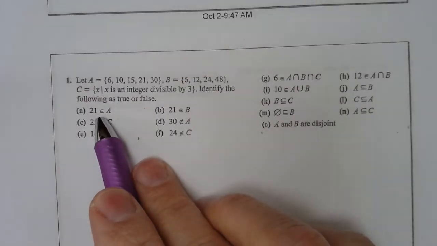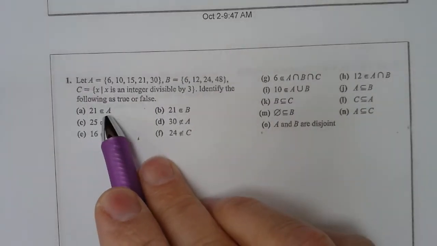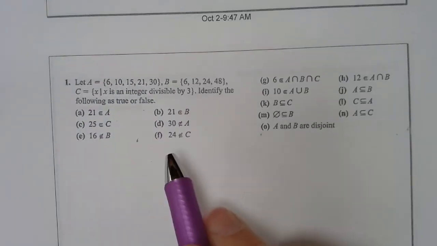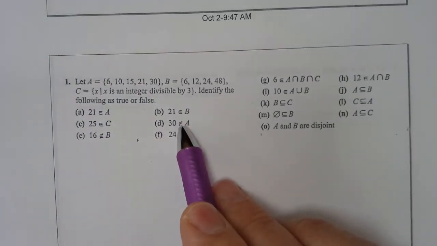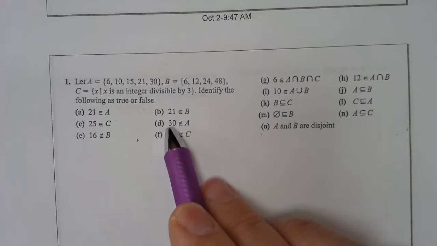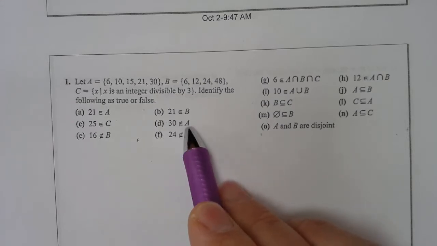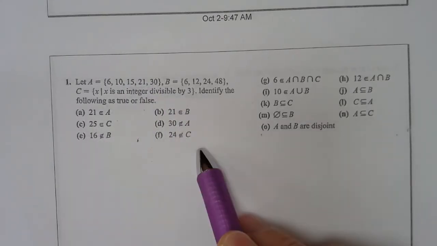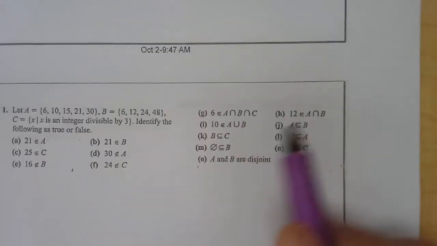So is 21 a member of A? So there's set A, yeah. The symbol with the slash through it means not a member of. So is 30 not a member of A? That would be false because 30 is a member of A. So that takes care of all that stuff. Member of, not a member of.